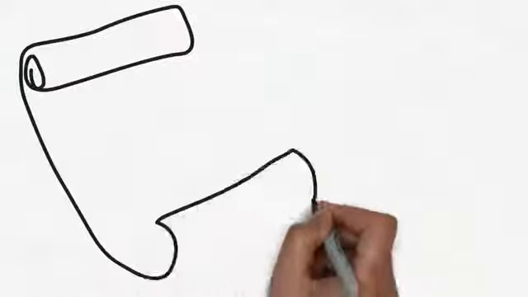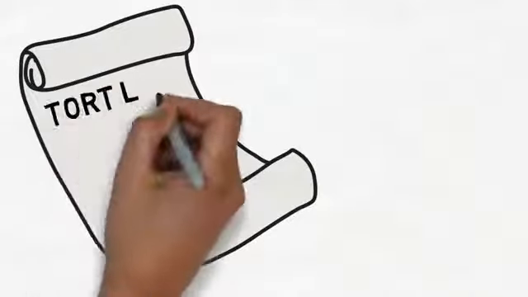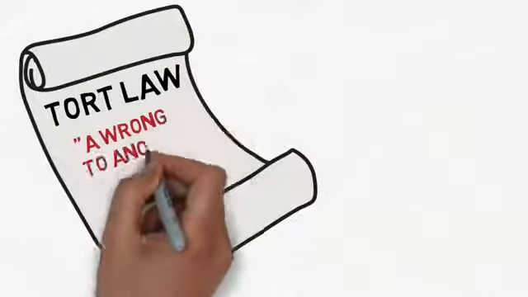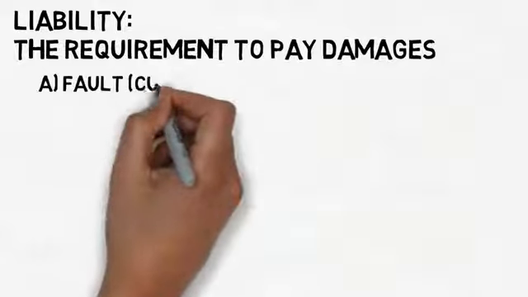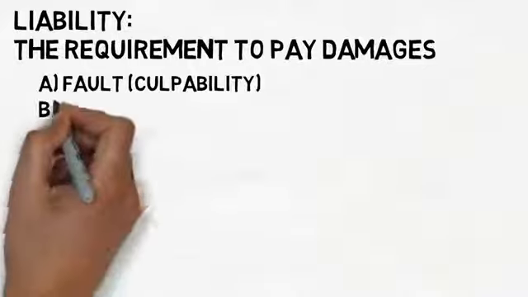Next, we'll be looking at tort law. Tort can be defined as a wrong to another person. Next, we'll define liability. It is the requirement to pay damages. The first liability is fault. For example, when the janitor was at fault for not posting a wet floor sign that caused an injury.